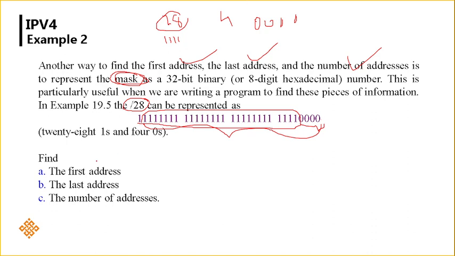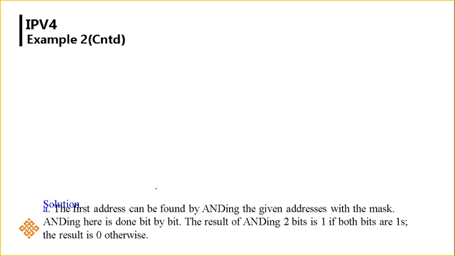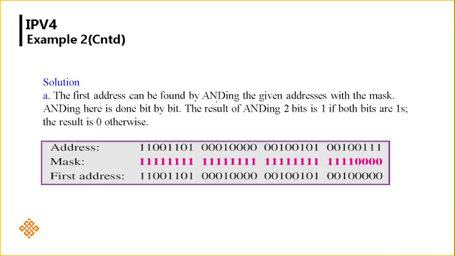So using this mask, you can find the first address, last address, and the number of addresses. Let's see what happens. The first address can be found by doing an AND operation with the given address and the mask. So this is the given address.